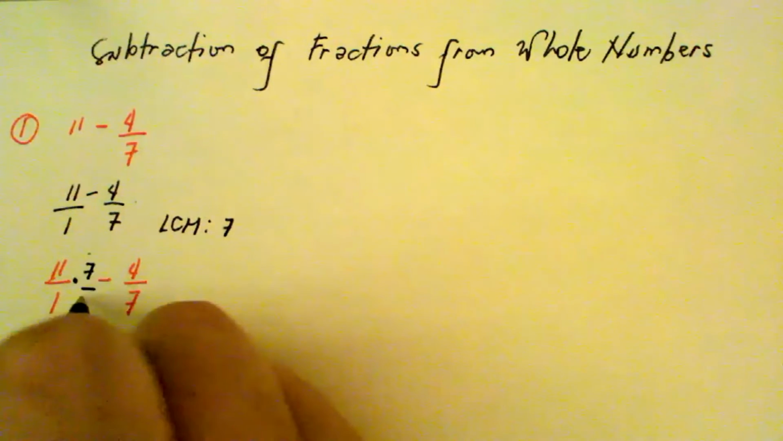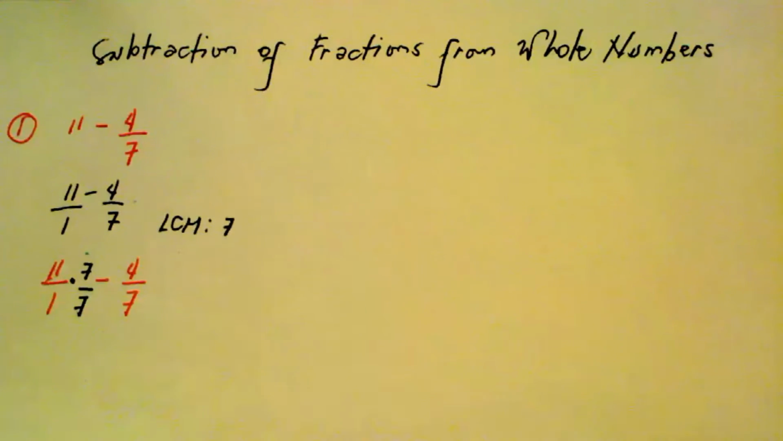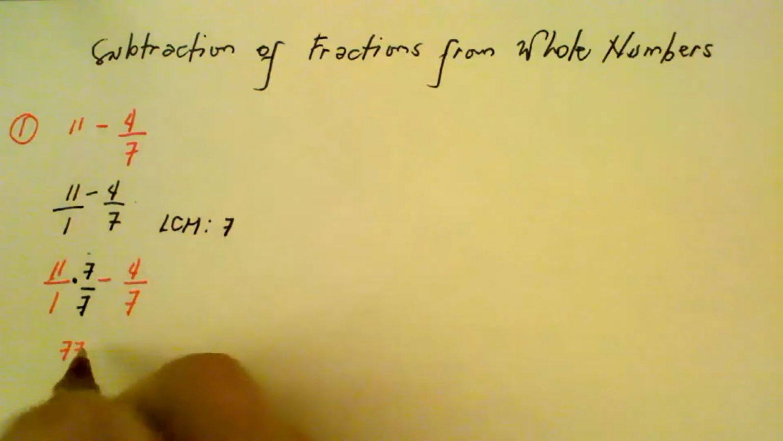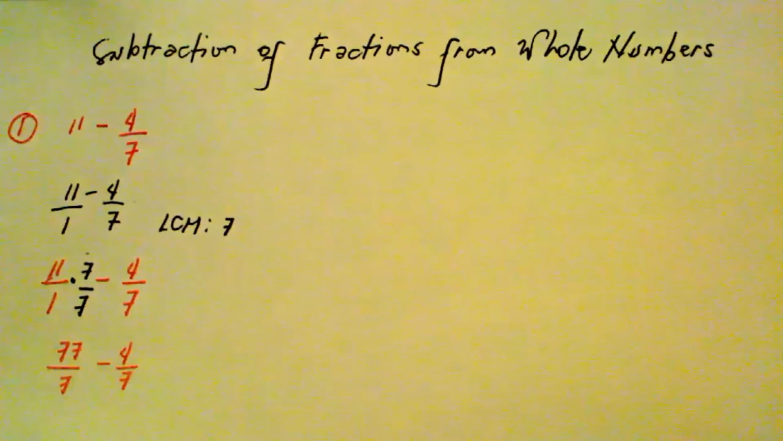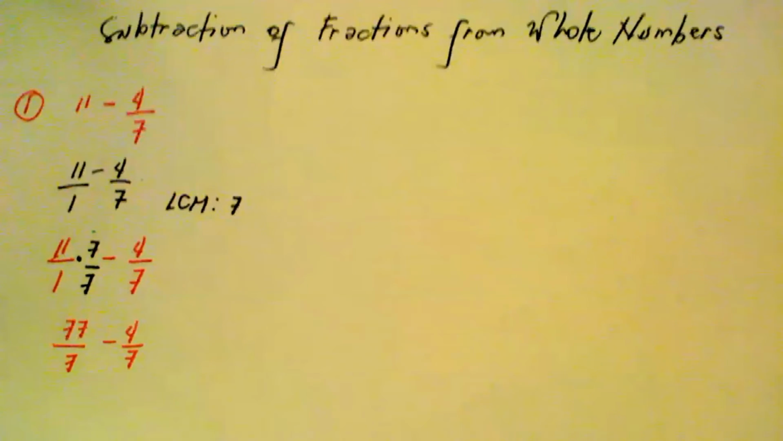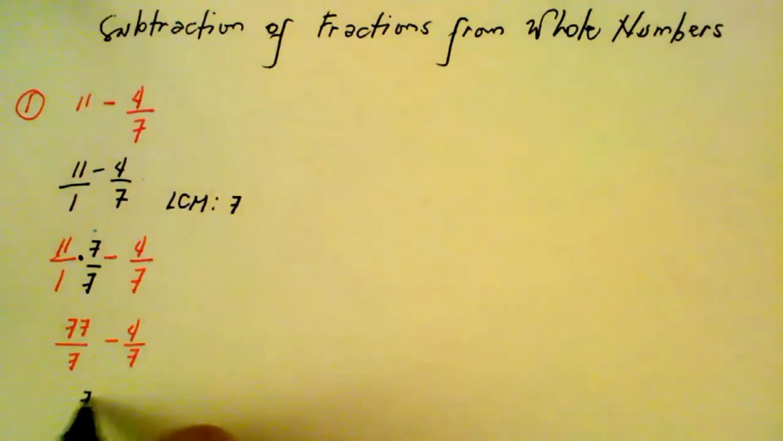We need to multiply this by 7/7. So 77 over 7 minus 4/7. And now that we have a common denominator, we can go ahead and subtract. So 77 minus 4 will give us 73 sevenths.